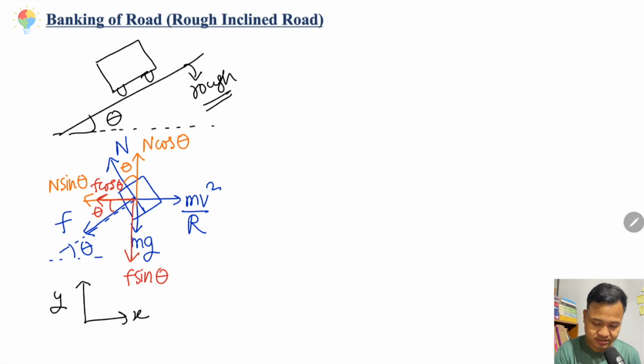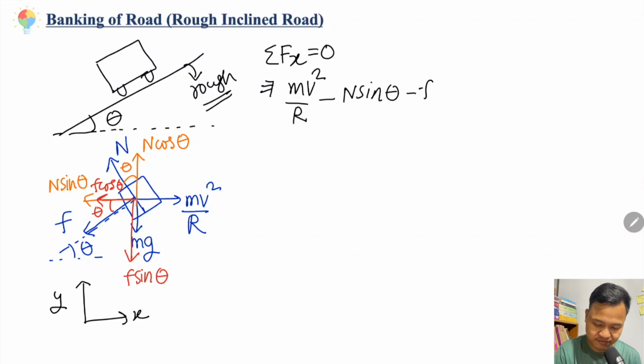So now you write again. There is no movement along x or y. So along the z it is moving. The car is moving into the page. So that means it is moving along the z. Okay, along the x and y the net force is 0. So F x equals 0. So mv square by r, minus N sin theta, minus f cos theta. So this is 0.